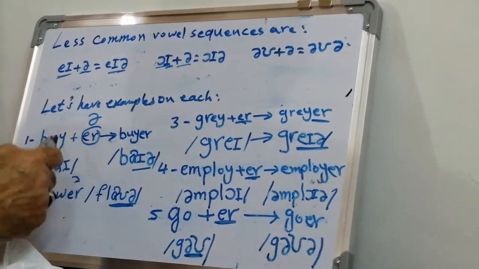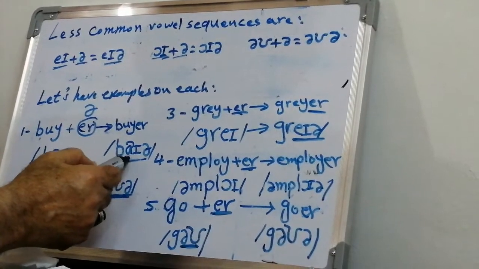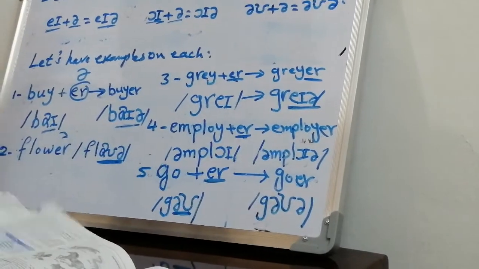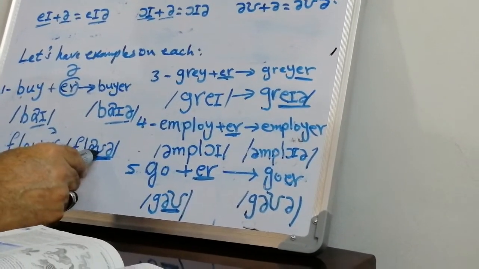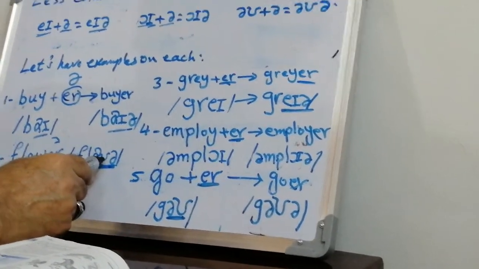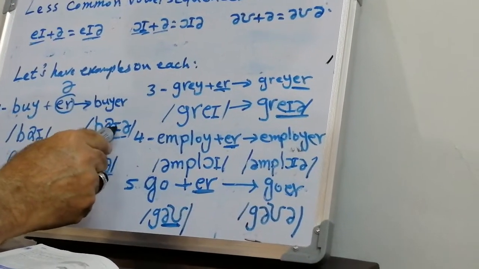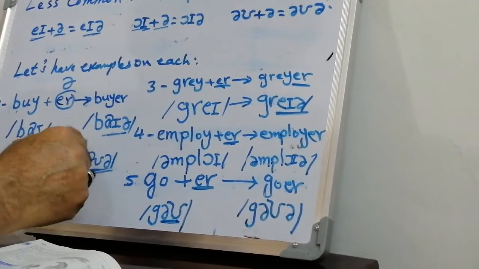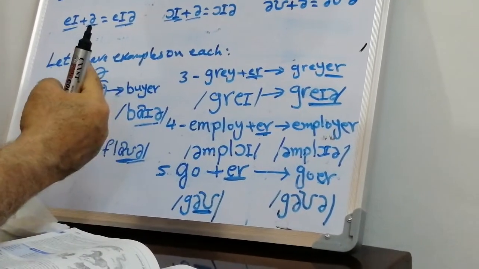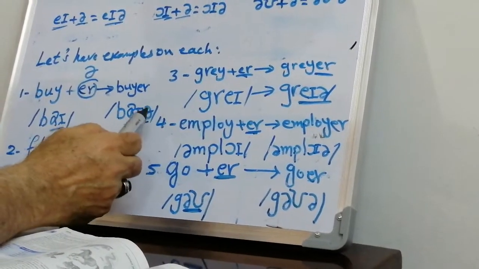The common ones are what? The "I" plus a schwa, which is pronounced "aya", as in "buy", "buyer". The second one, which is also common, is "ow" plus schwa, which is "our". These are common, "aya" and "our". We call them vowel sequences, but we consider them as one.